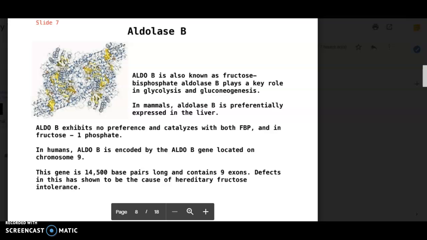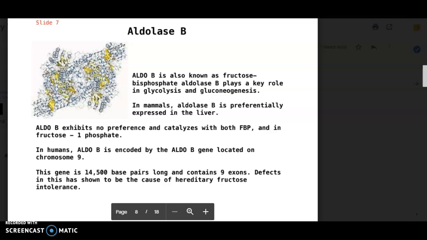dihydroxyacetone phosphate, as well as the reversible cleavage of fructose 1-phosphate into glyceraldehyde and dihydroxyacetone phosphate. In mammals, aldolase B is preferentially expressed in the liver, while aldolase A is expressed in muscle and erythrocytes, and aldolase C is expressed in the brain. Slight differences in isozyme structure result in different activities for the two substrate molecules, FBP and fructose 1-phosphate. Aldolase B exhibits no preference and thus catalyzes both reactions, while aldolases A and C prefer FBP.